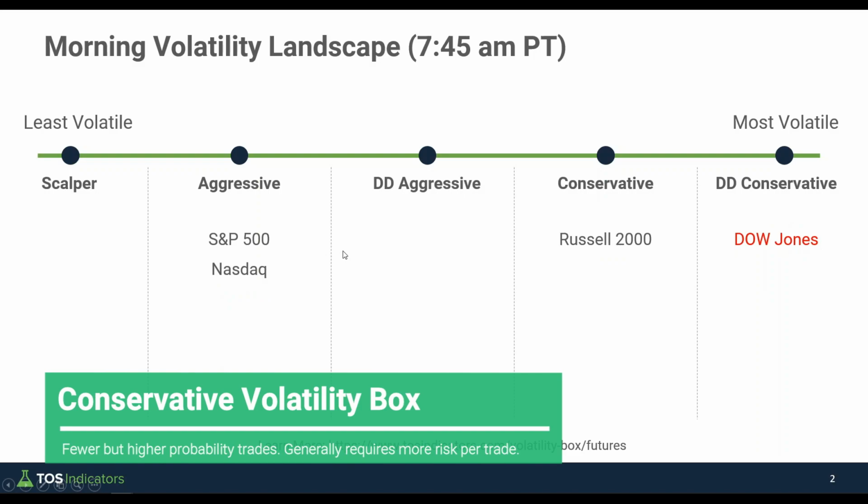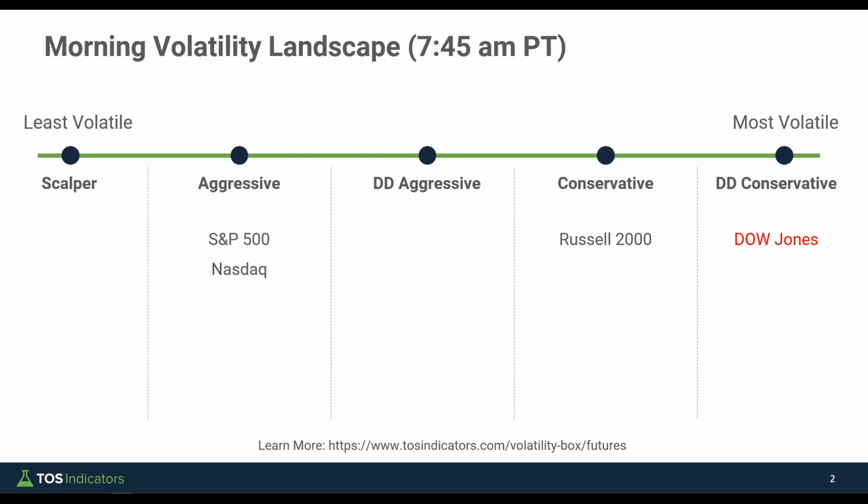Now, if we move on next to taking a look at where the other markets outside of the 4 index markets fit in for today's landscape, here's what that looks like. Gold was on the far left-hand side on the scalper volatility box model. The 30-year bond, copper, natural gas, and silver, all on their aggressive models. And then finally, crude was the one market which had a lot of volatility today. It was on the doomsday conservative models, on the very extreme side of most volatile.